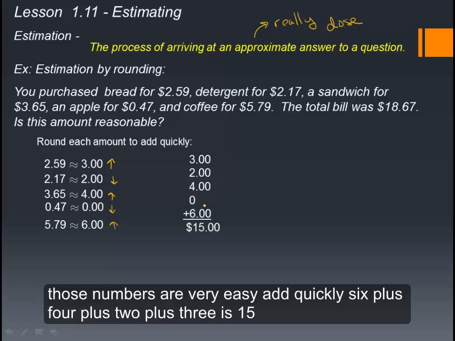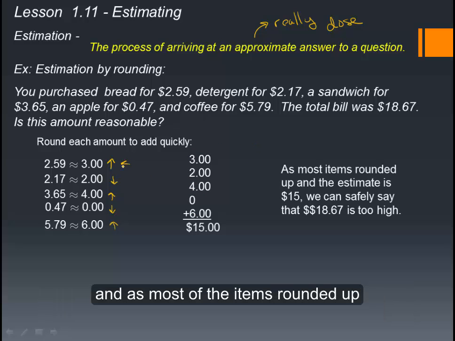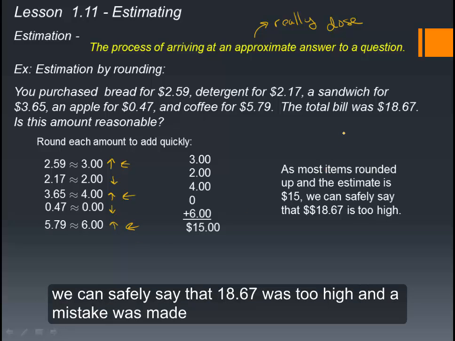Those numbers are very easy to add quickly. 6 plus 4 plus 2 plus 3 is 15. And as most of the items rounded up, we can safely say that $18.67 was too high and a mistake was made.